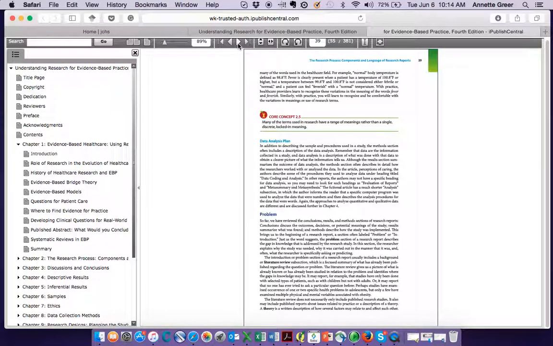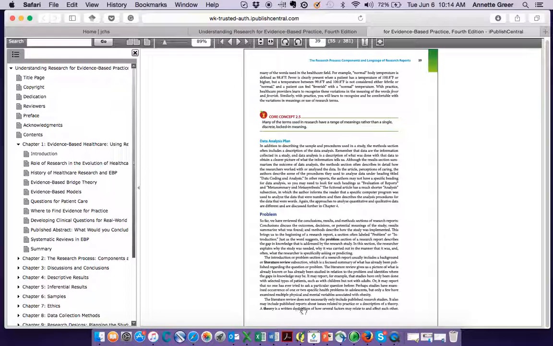getting the point. What is the data analysis plan? What is the problem? How do you describe the problem? The problem section of a report describes a gap in knowledge that is addressed by the research study. Highlight it. What is a lit review? A focused summary of what has already been published regarding the question or problem.